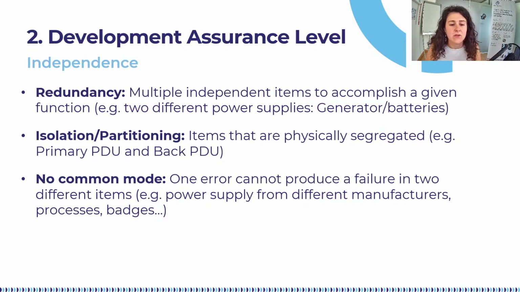And then the last one is no common modes. One error cannot produce a failure in 2 different items. What is that? For example, you have this PDU and you are feeding the PDU with one battery, but you are feeding the primary and the backup. So if you lose the battery, you will lose both. So you have a common mode, because one error will make the other 2 fail. And there are different cases, because if you have the same batteries, then maybe you need to choose 2 different manufacturers, or development process, or bases, and so on.